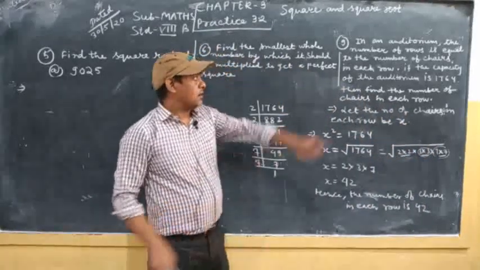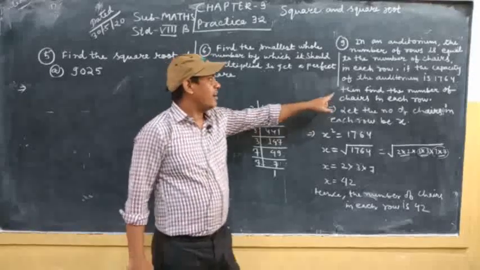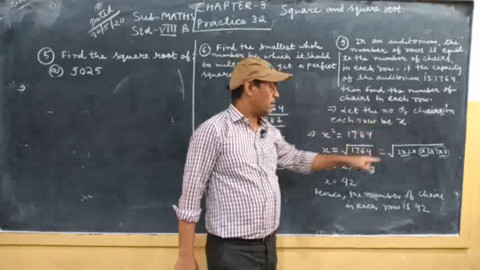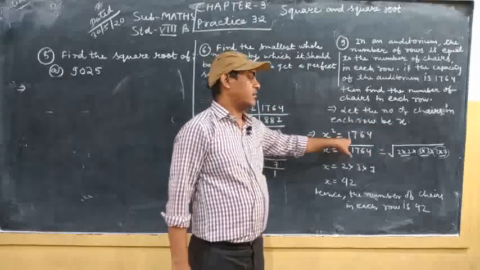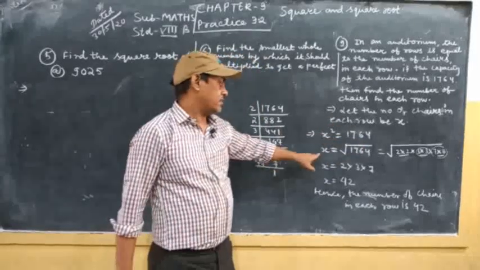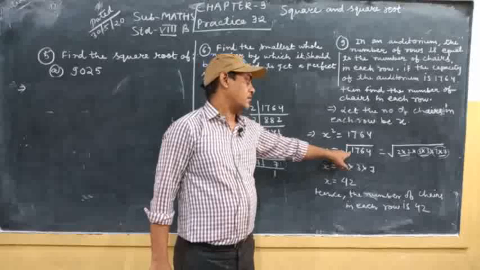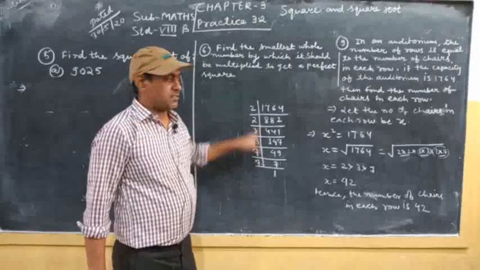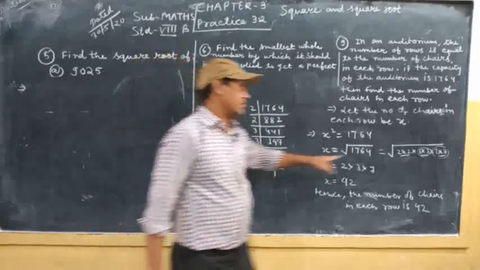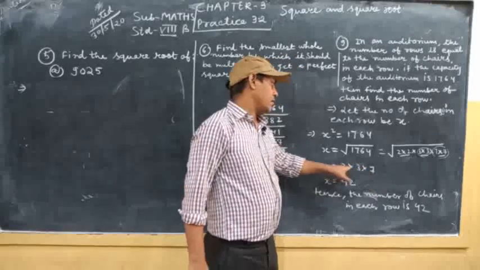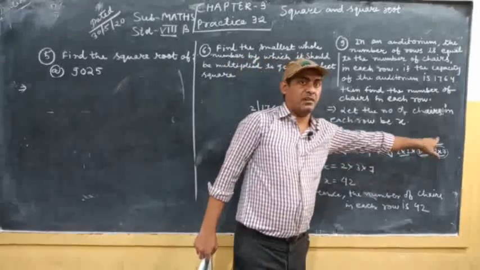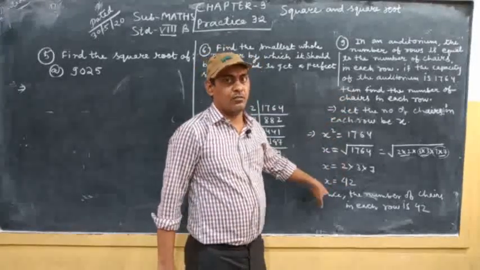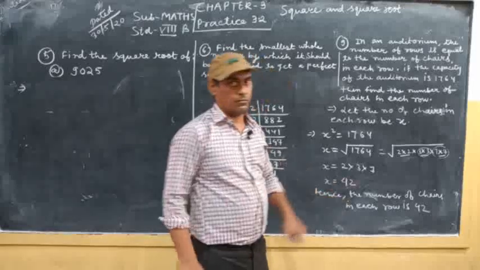I hope you have understood how to solve this question. You will first write, let the number of chairs in each row be x, and write x square is equal to 1764. Then you put this number under root, and then you find the prime factors of this number. After finding the prime factors, you pair off and write one factor of each pair, and in this way you get the number of chairs in each row. So the number of chairs in each row is 42.